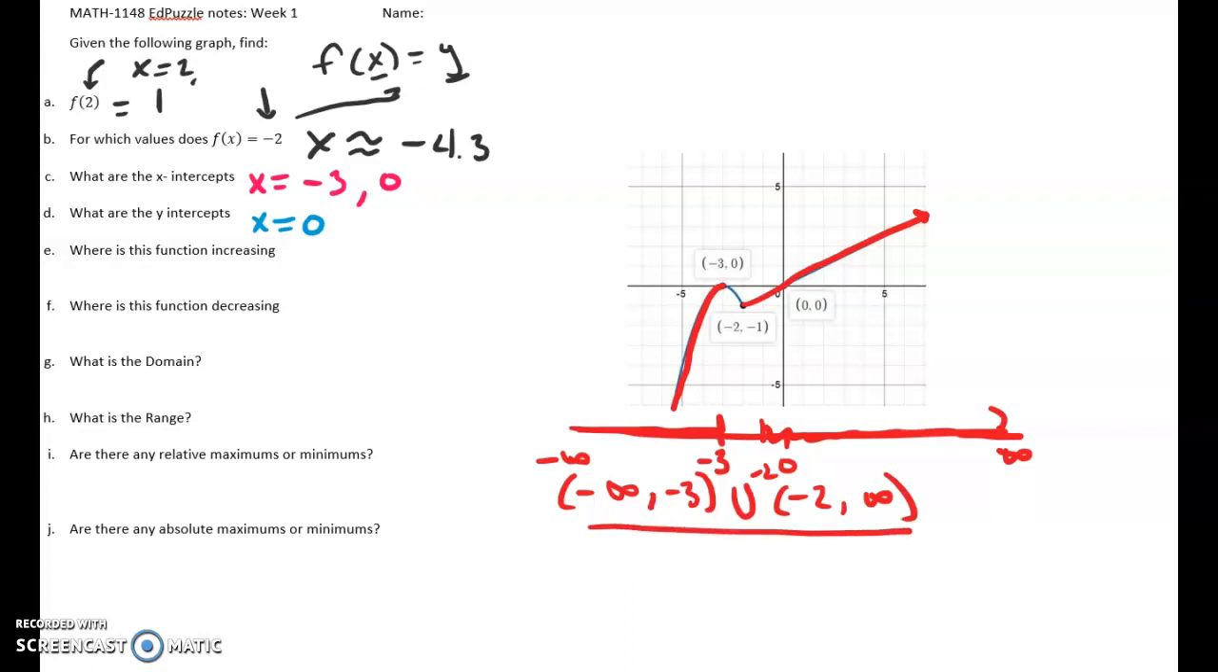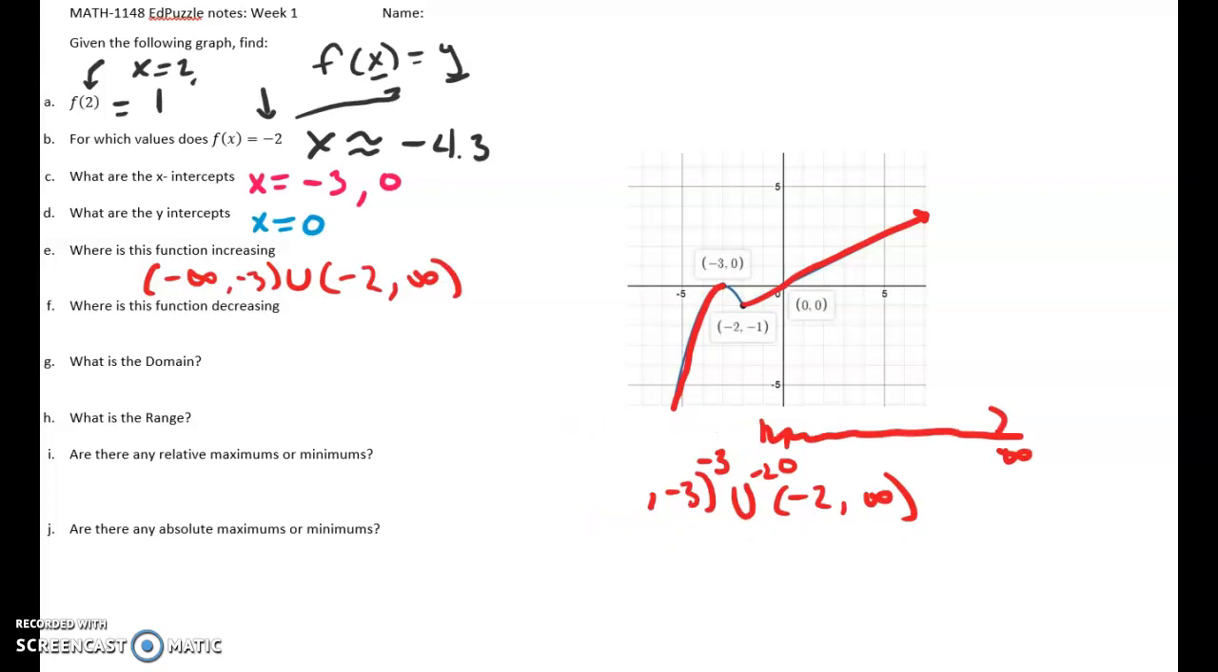If this set notation is new to you, I strongly encourage you to come talk to me about this in class so that we can go over that. But the intervals where the function is increasing is -infinity to -3, union, or "and," -2 to infinity. All right, so I'm going to clear this out, and we're going to do decreasing now.